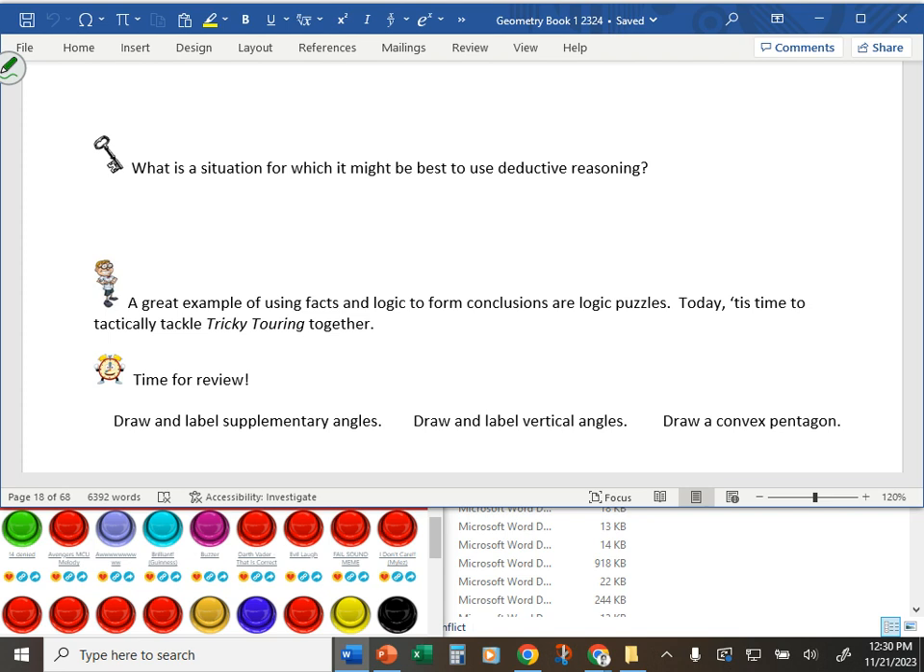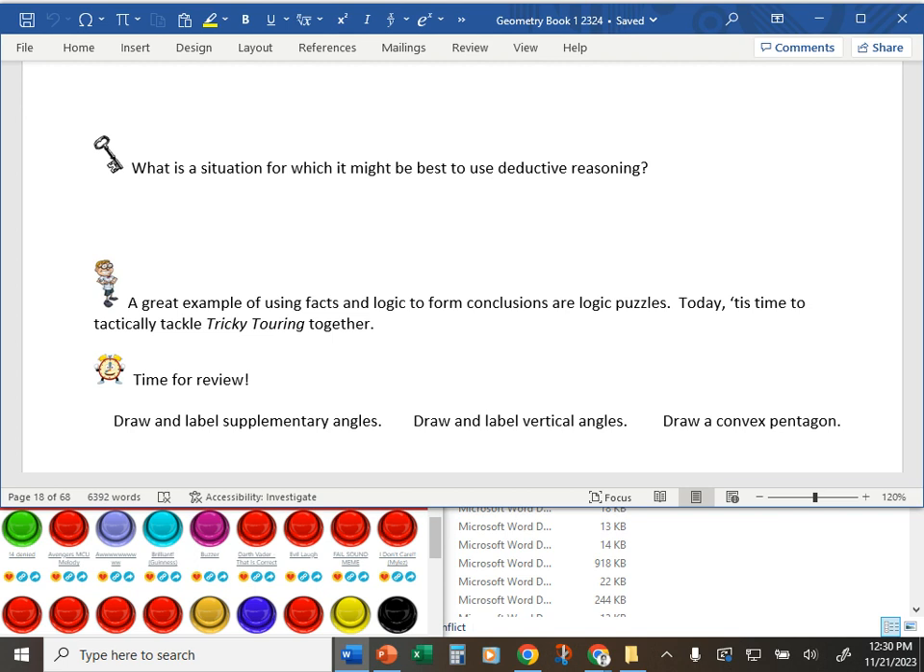Oh, yes. Andrea. Solving a case like murder. Yes. You want lawyers using deductive reasoning for sure. Sam, can I have a math packet? Yes. See me after class, please. Can you tell me what the inductive reasoning was again? Examples? Yeah. Deciding what clothes to wear, how your mom's cooking will taste, things such as that. Okay? A great example of using facts and logic to form conclusions are logic puzzles.